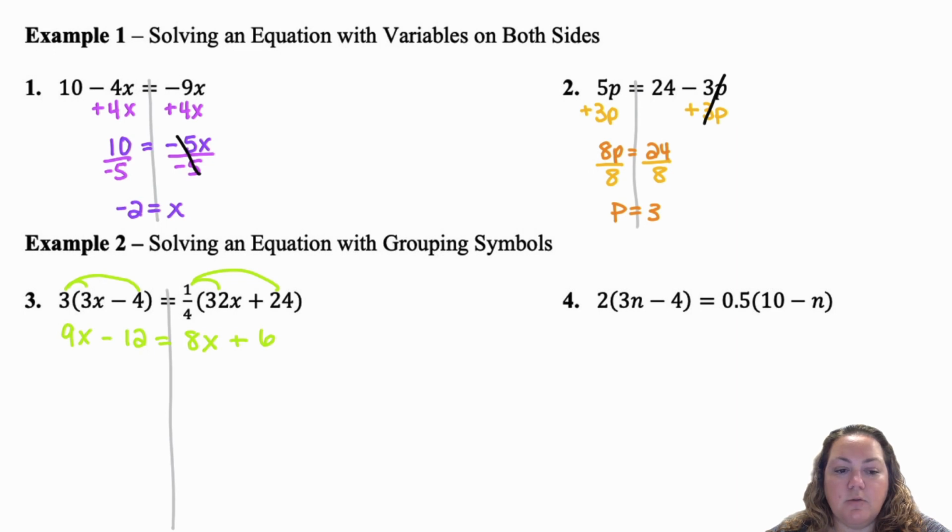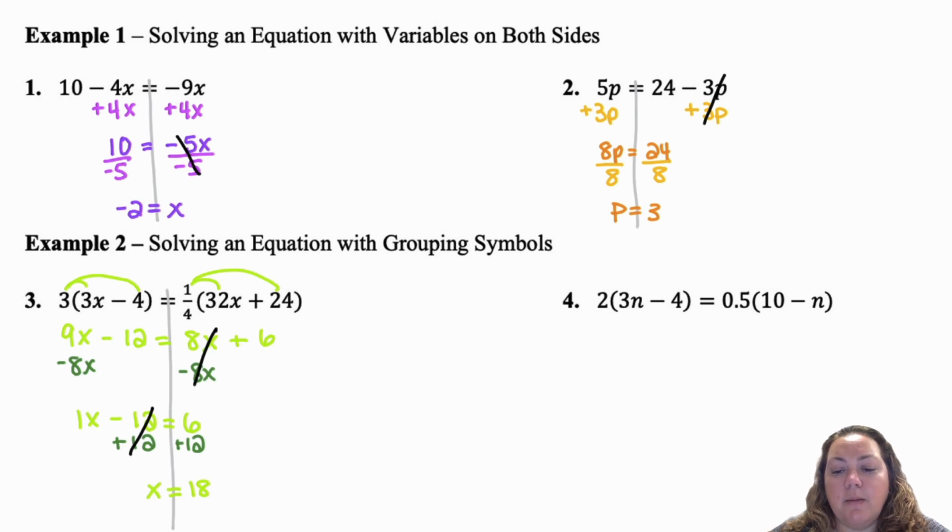Then I'm going to move the x's together. I like to move the smaller one. So I'm going to move the 8x by subtracting 8x on both sides. All right, that's gone. I get 1x minus 12 equals 6. I'm going to move the 12 to try to get x by itself by adding 12 to both sides. I get 1x, or just x, equals 18.